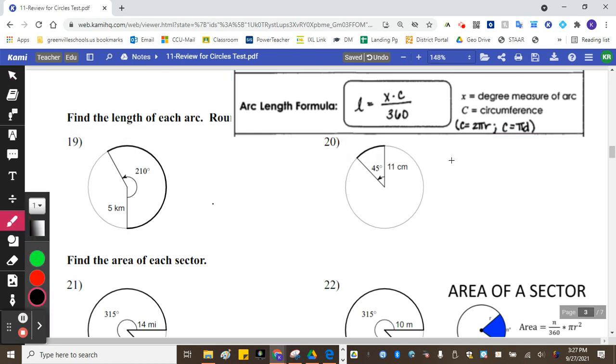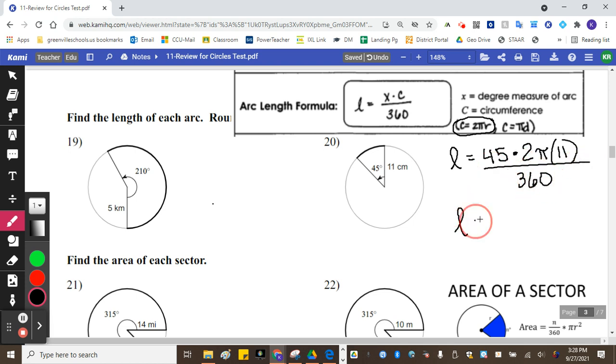Our length equals x, the degree of the arc, times my circumference. So our degree is 45. Our radius is 11. So we have to plug it into our circumference equation: 2 pi 11, divided by 360.